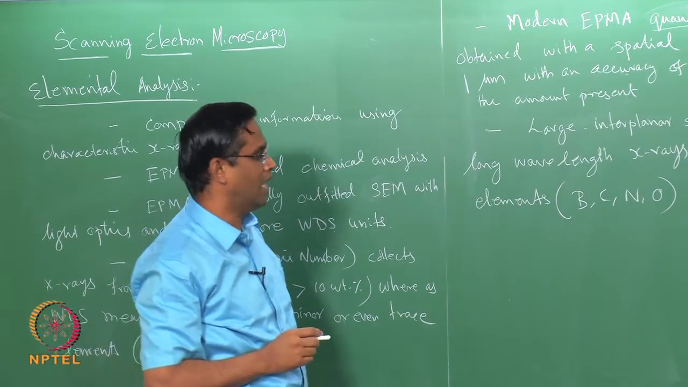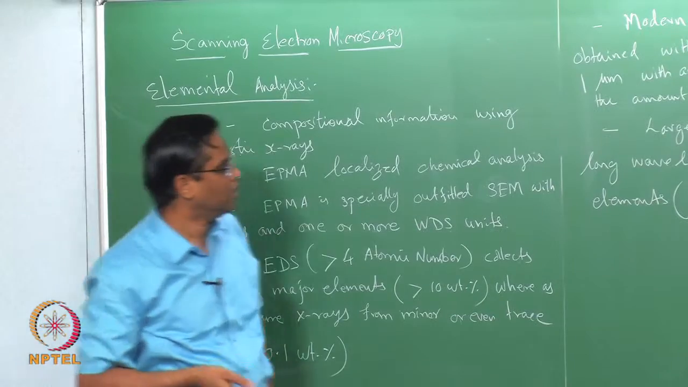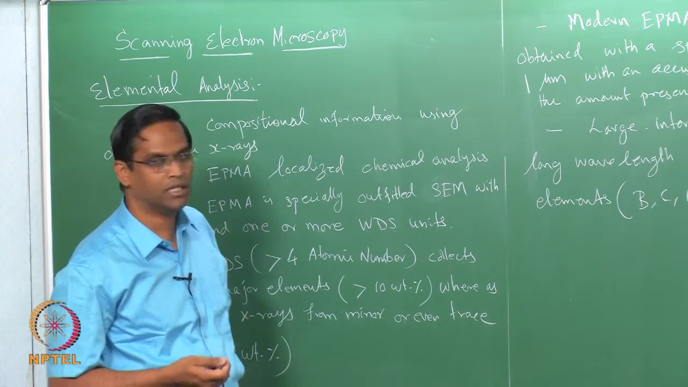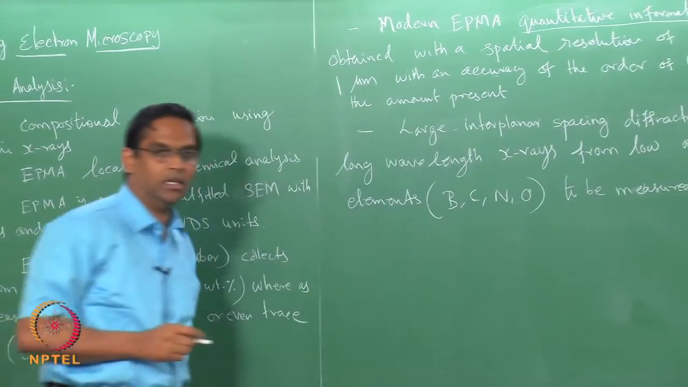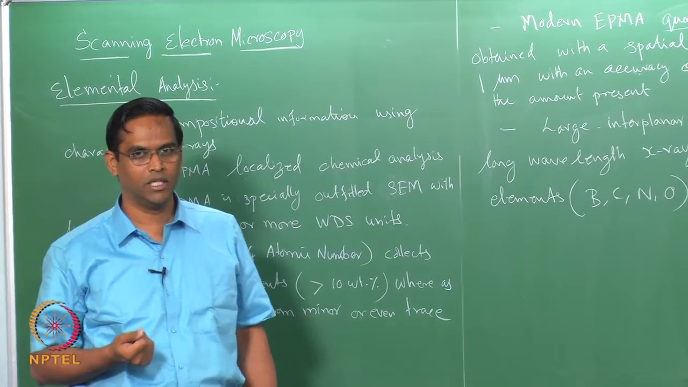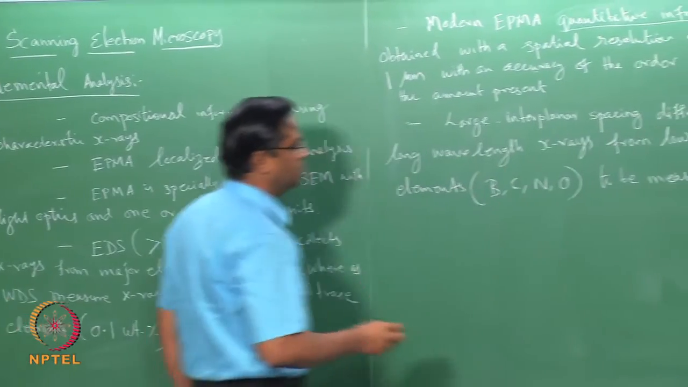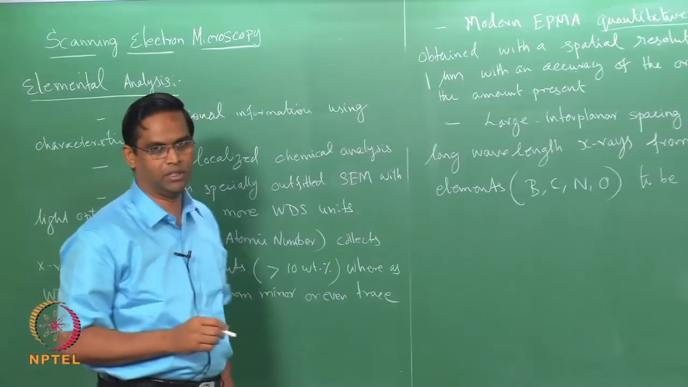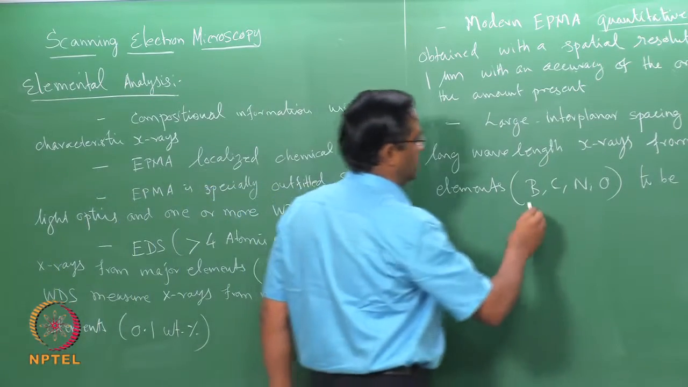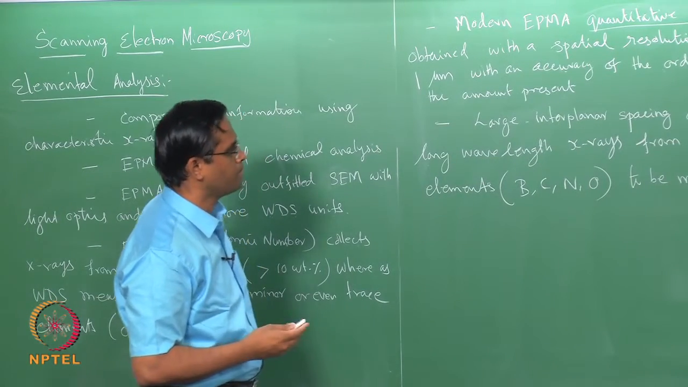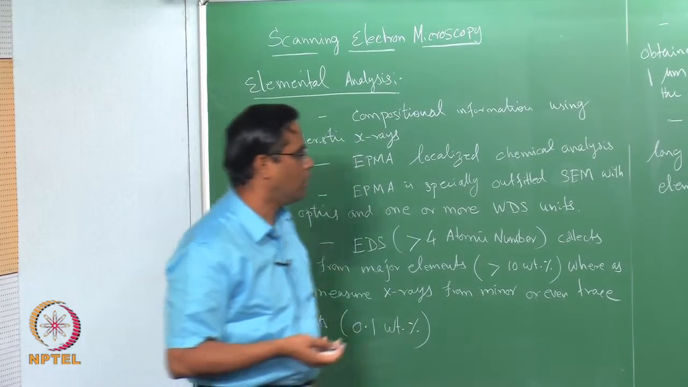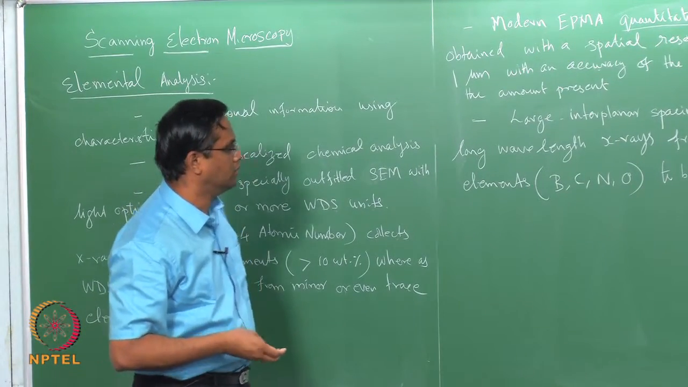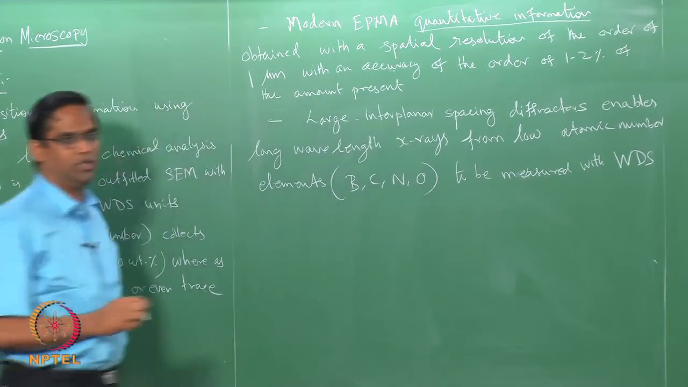Also, the EPMA has the capability of analyzing very low atomic number elements like boron, carbon, and oxygen, because the WDS spectrometer uses large interplanar spacing diffractors, typically organic crystals, which enable long wavelength X-rays from the low atomic number elements. Since these elements have characteristic X-rays of long wavelength, these crystals make diffraction possible, and they can be measured with the WDS.